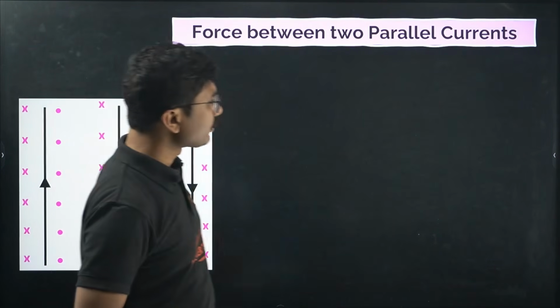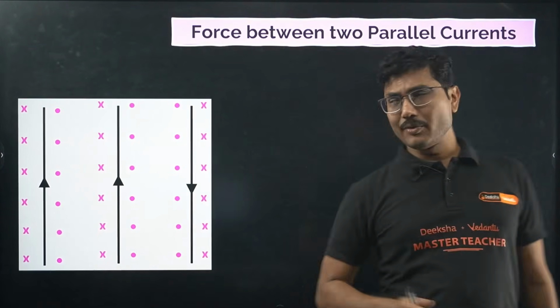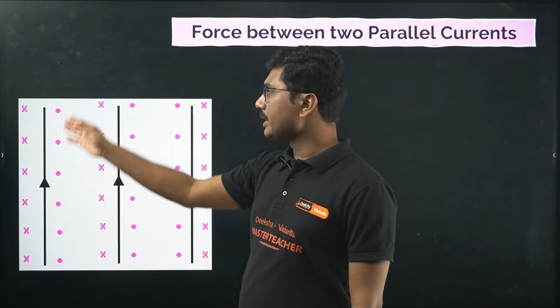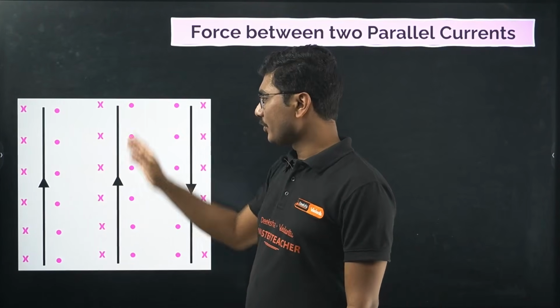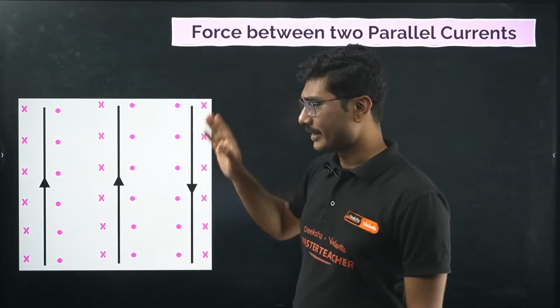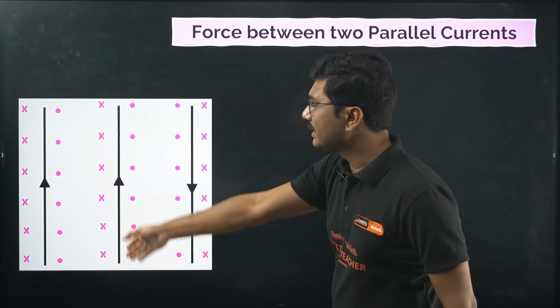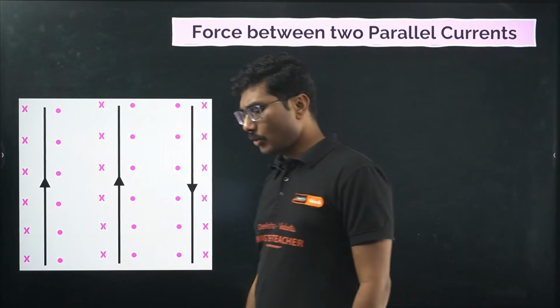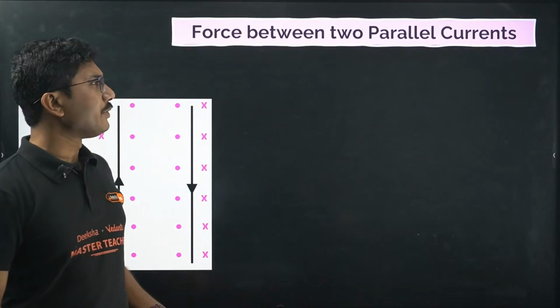Now, force between two parallel current carrying wires, this is also super important. Here we have two wires, one carrying current in this direction, another also carrying current in this direction, or one carrying current in this direction and another in the opposite direction. So what will be the force between these two wires?